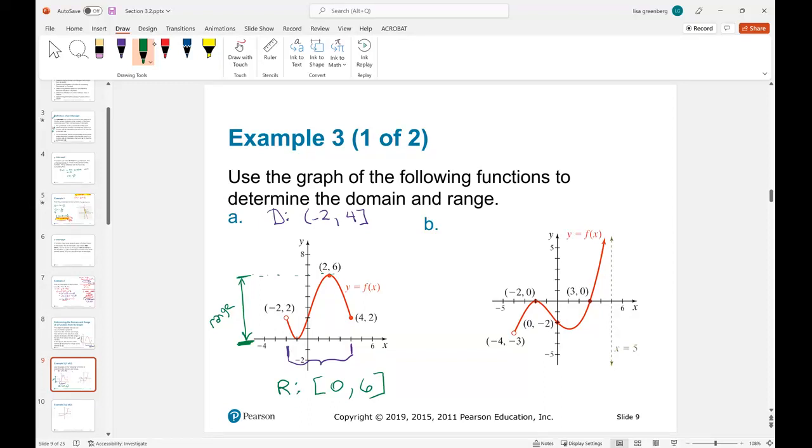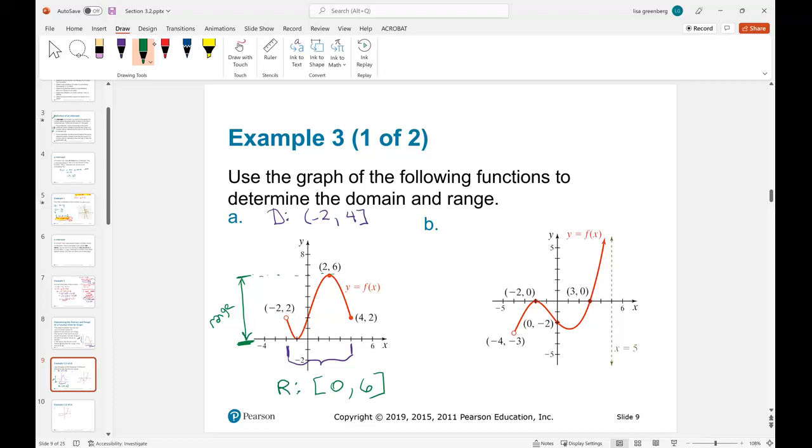So if I had an equation that went with this and I evaluated and I got a value bigger than 6 for my range, I'd know I made a mistake, because it has to be between these values. All right, so let's look at B.